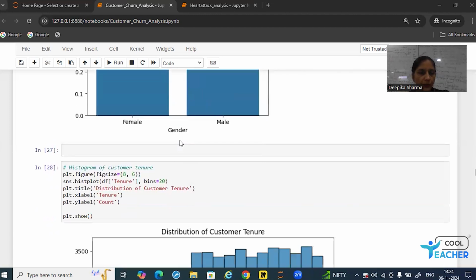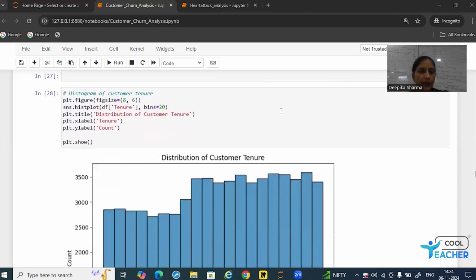Now let me do some more analysis. One is a histogram of customers' tenure. Here I'm making a hist plot with sns, and I want to see the distribution of customers' tenure, that is, how much tenure the customers are retaining. So I'm taking the data frame tenure column here, and from there I'm making the seaborn plot as well as the matplotlib labeling.